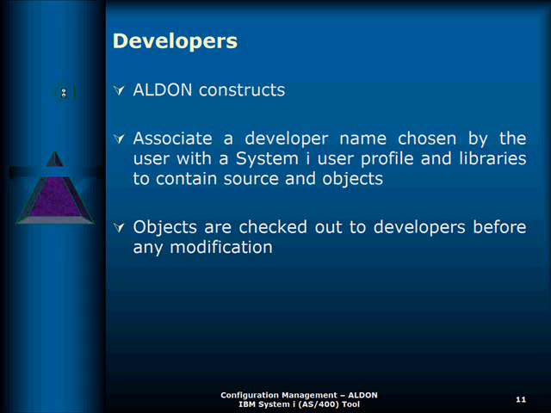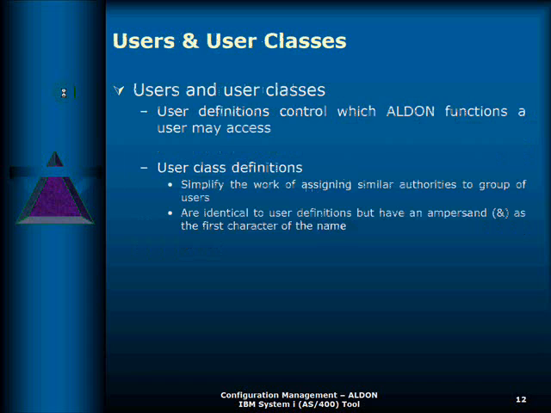Users and user classes. User definitions control which ALDON functions a user may access. You must create a global definition for each ALDON user by specifying a unique list of authority values or by assigning the user to a user class definition. User class definitions simplify the work of assigning similar authorities to a group of users. User class definitions are identical to user definitions but have an ampersand as the first character of the name. Each user class definition specifies a list of user authorities. ALDON comes with several predefined user classes.